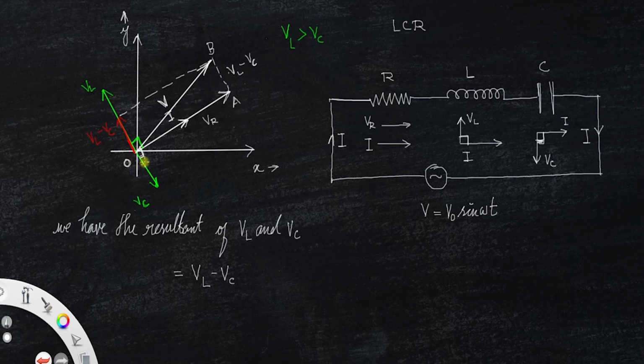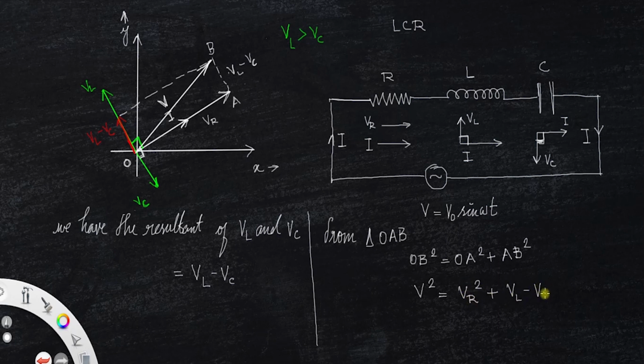Clear? Now, from the triangle OAB, we can use the Pythagoras theorem, that is OB square is equal to OA square plus AB square. That is the Pythagoras theorem. So OB square, that is V square, is equal to OA, that is VR square, plus VL minus VC whole square.